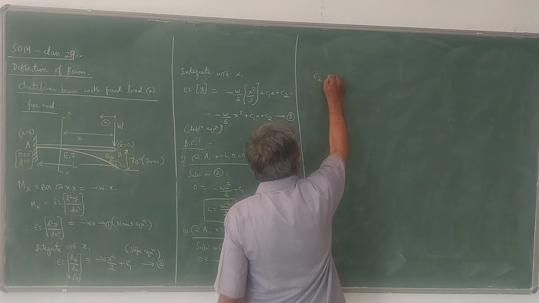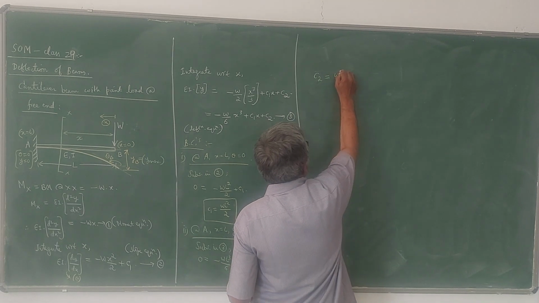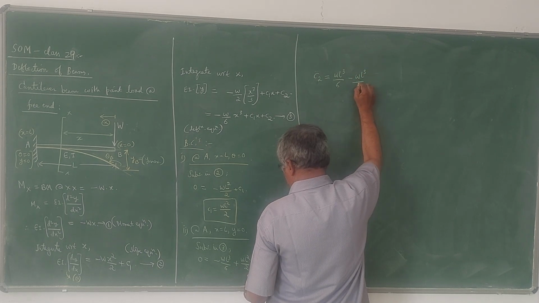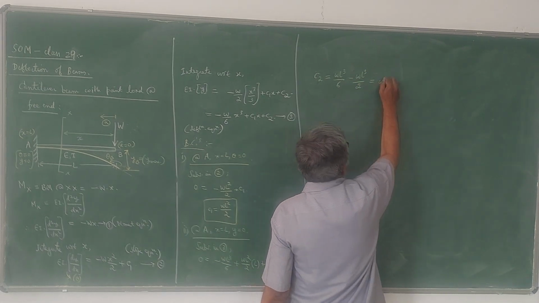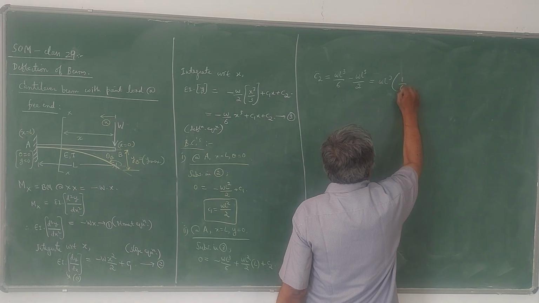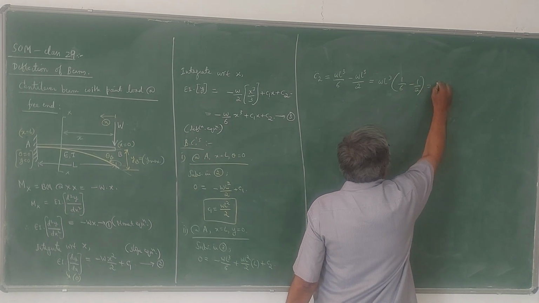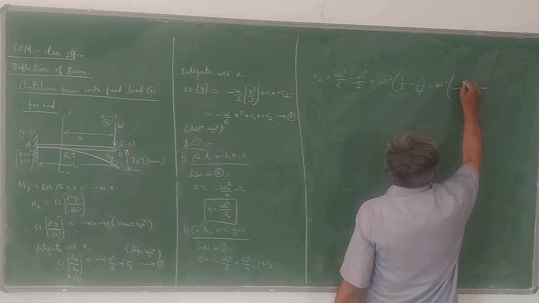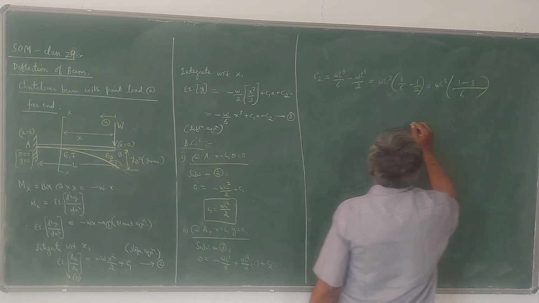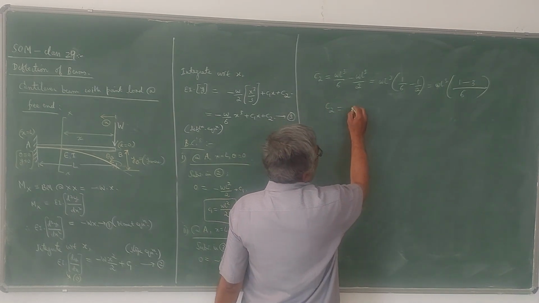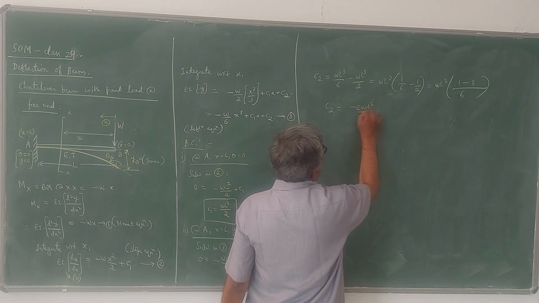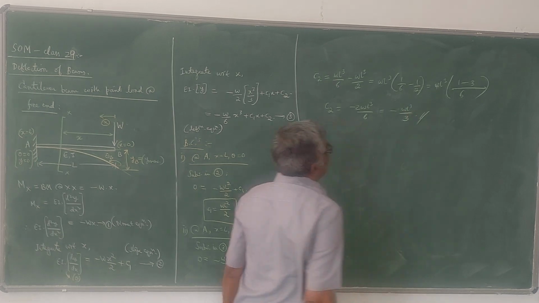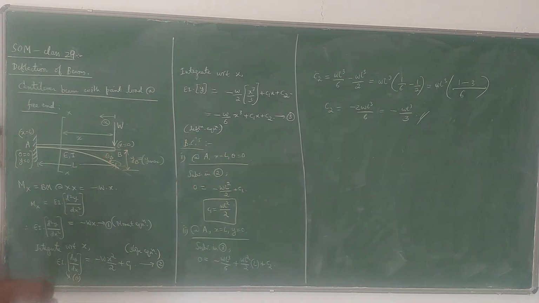So C2 is equal to W L cube by 6, which becomes positive, this becomes negative, minus W L cube by 2. So 6 is the LCM, W L cube into 1 by 6 minus 1 by 2, W L cube into, 6 is the LCM. So you will be having 1 minus 3. So finally C2 can be written as minus 2 W L cube by 6 or minus W L cube by 3. So this is the value of C2.